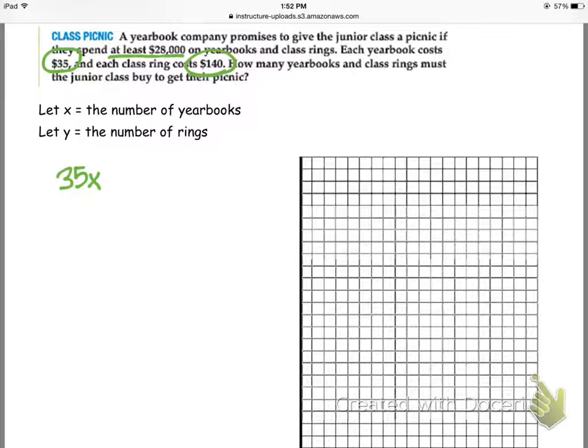And also, since we want the sum of that for the number of rings, which is $140 rings, 140y, so we have the total now of the yearbooks plus the class rings. Now it has to be at least $28,000, meaning 28,000 has to be the smallest number, so we have $28,000 at least.